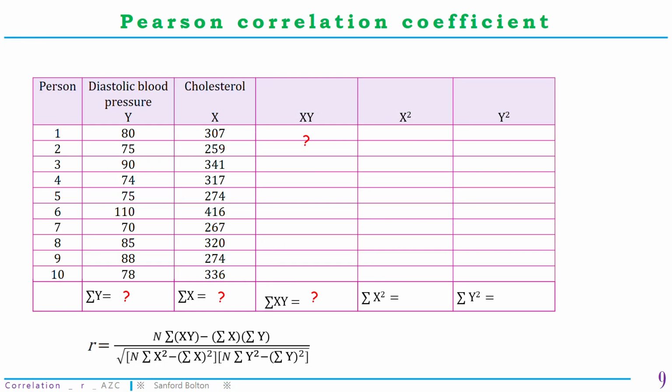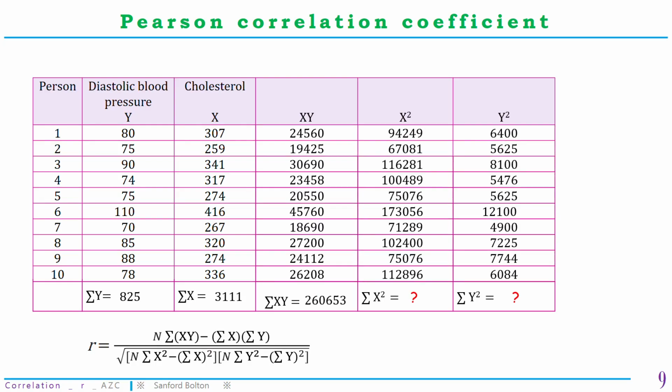To solve the equation, we need to calculate sigma x and sigma y, and further, we need to extend columns to calculate values of xy, sigma of x square, and sigma y square. Calculate the values of sigma x, sigma y, sigma xy, sigma x square, and sigma y square.